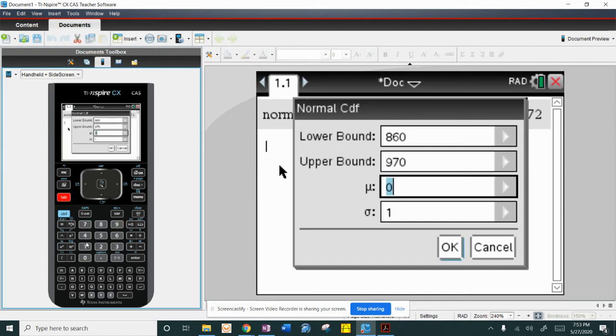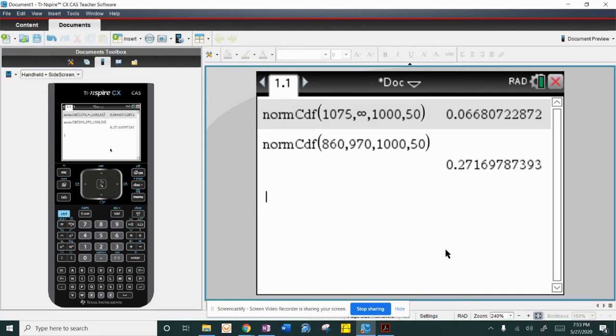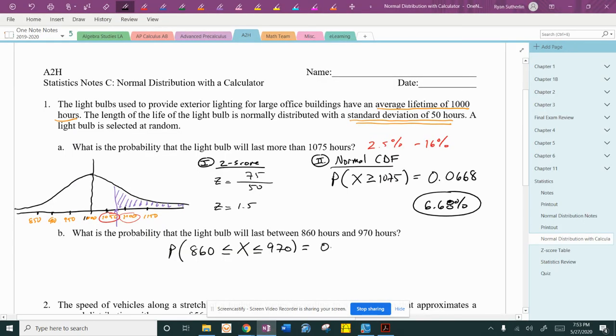We have that the mean is still 1,000. And the standard deviation is 50. And we get that 0.2717, so 27.17% of the time. And if I look here, 860 would be about here, 970 would be here. So that represents about 27.17% of the data.